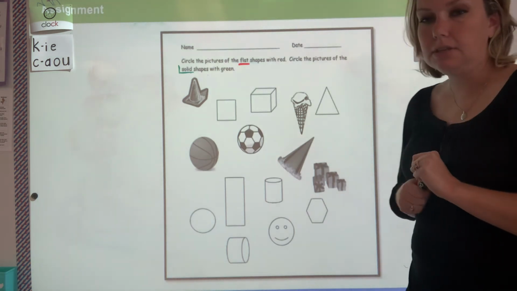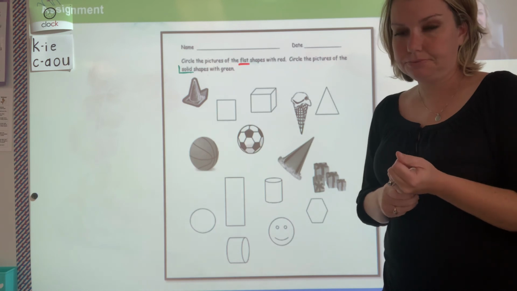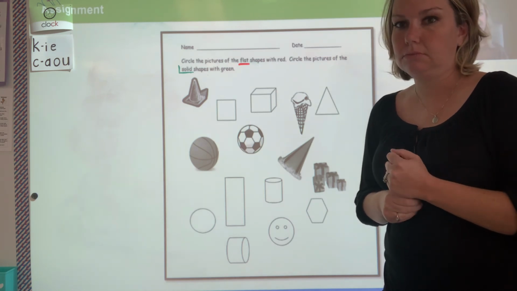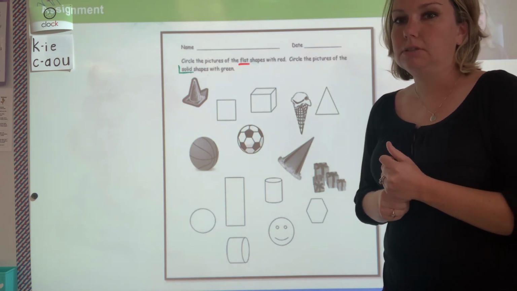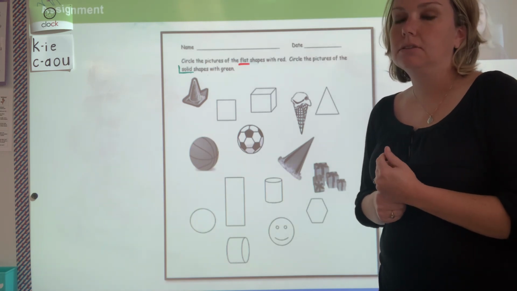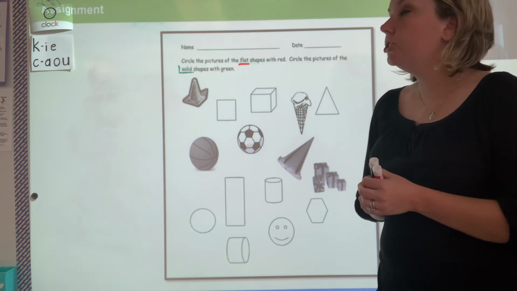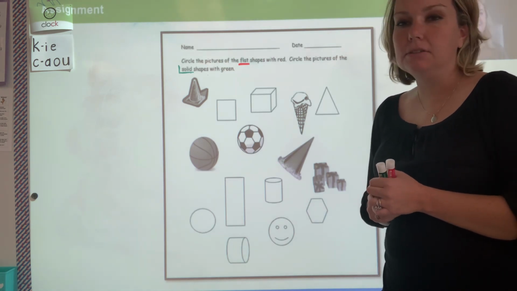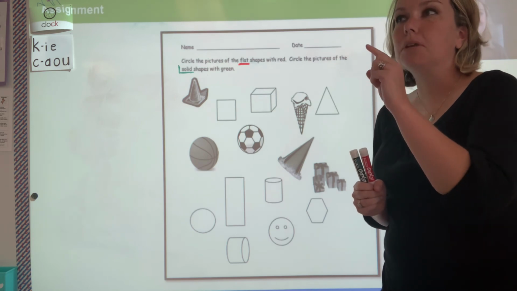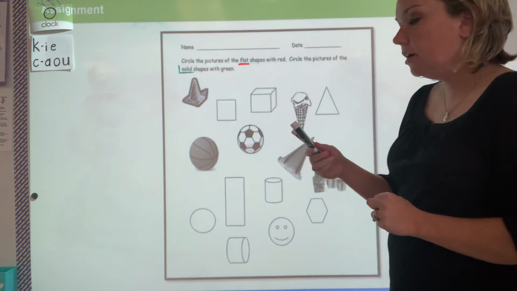Miss Kate? Yes? I colored the rectangle green because I thought you said green, but you actually said red. It's a green marker. Now I can't erase it. Just put a red around it. Trace red around it.